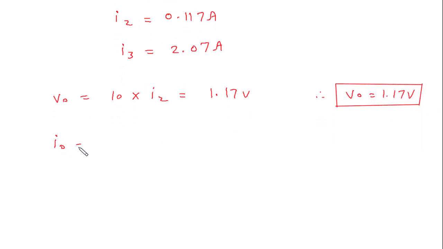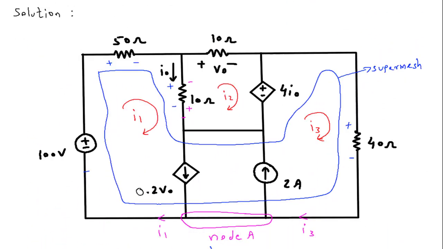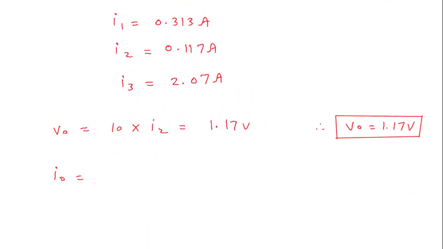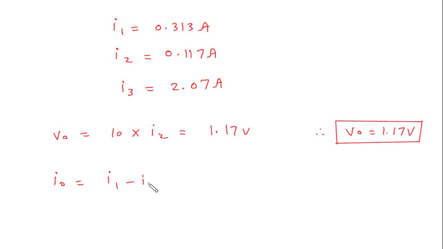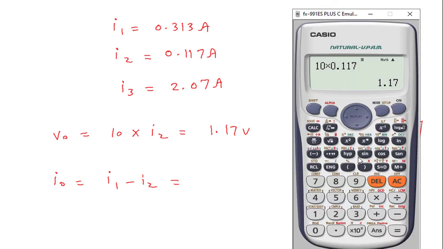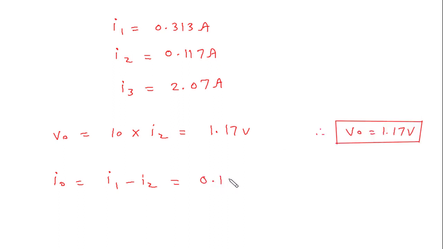Then IO is equal to I1 minus I2. So this will be 0.313 minus 0.117, which is 0.196 ampere. Therefore, IO is equal to 0.196 ampere.